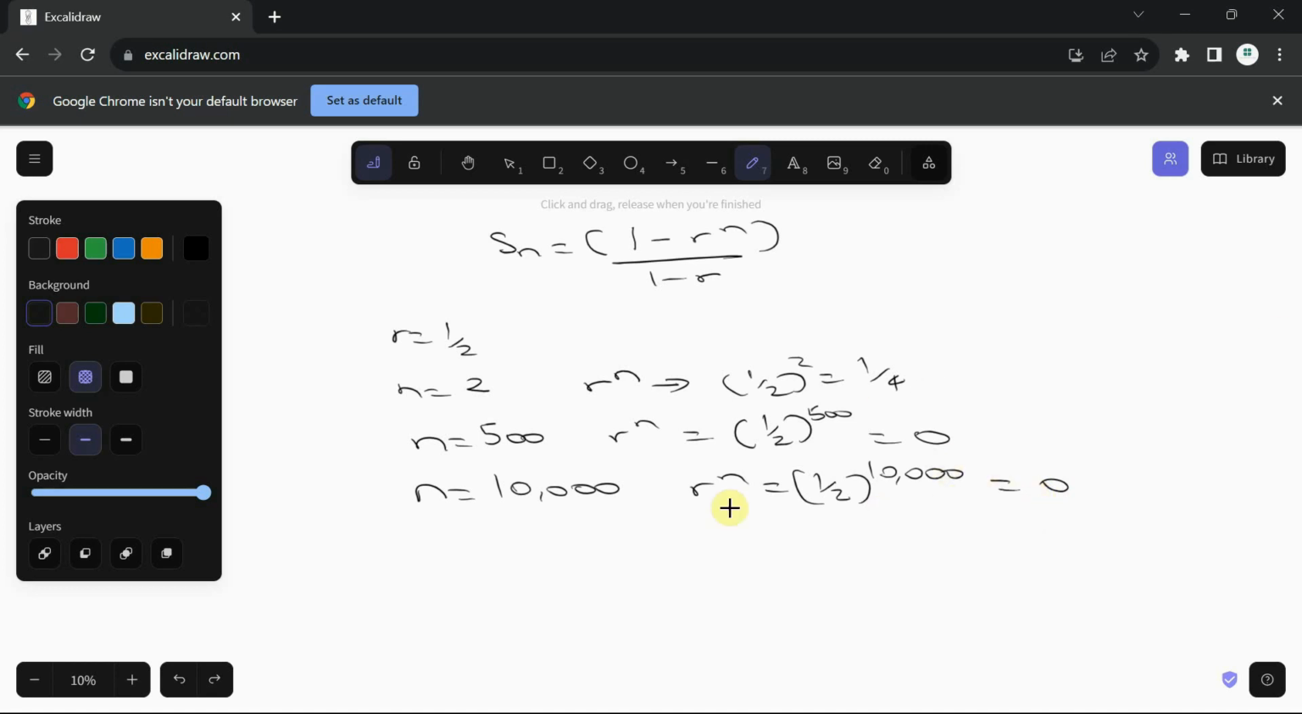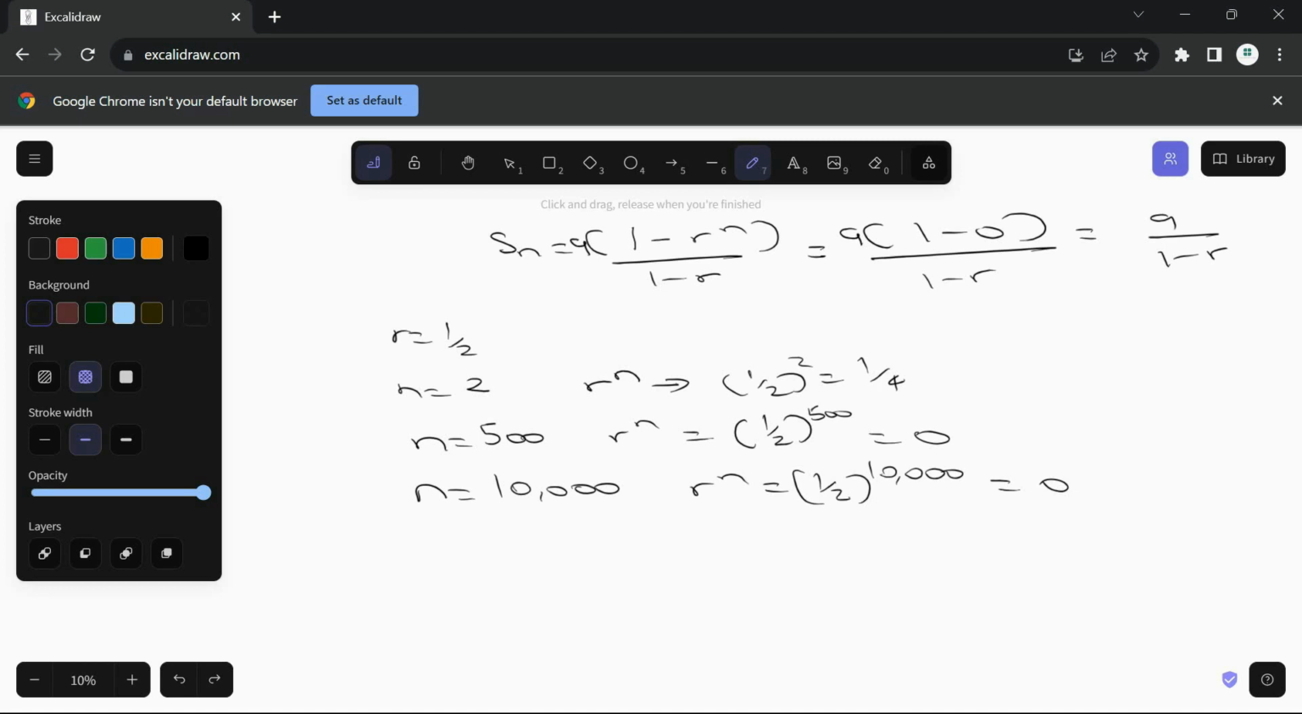So if R raised to the power of n becomes 0, that means in our Sn, we will have 1 minus 0. Okay, I forgot the a, so there should be an a here. So a, open brackets, 1 minus 0, all over 1 minus R, right? This is like saying a times 1, because 1 minus 0 is 1. I don't like saying a times 1, so that will be a over 1 minus R.